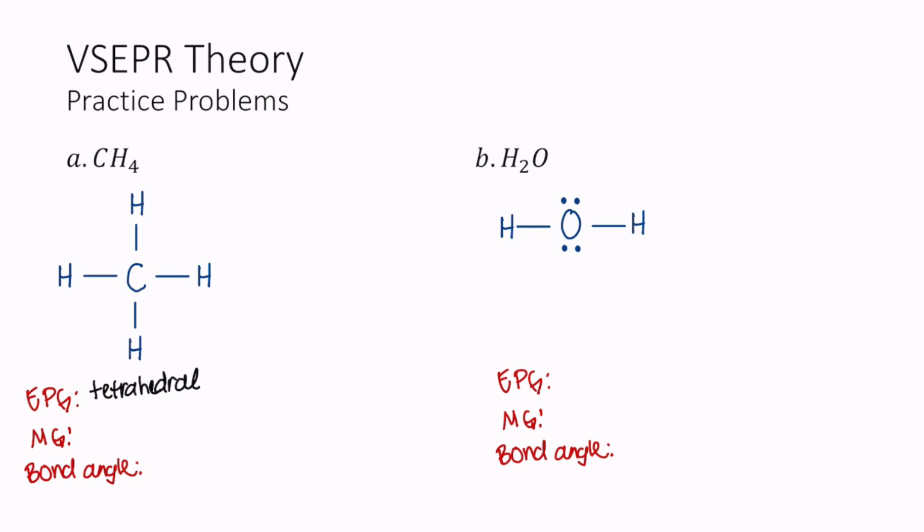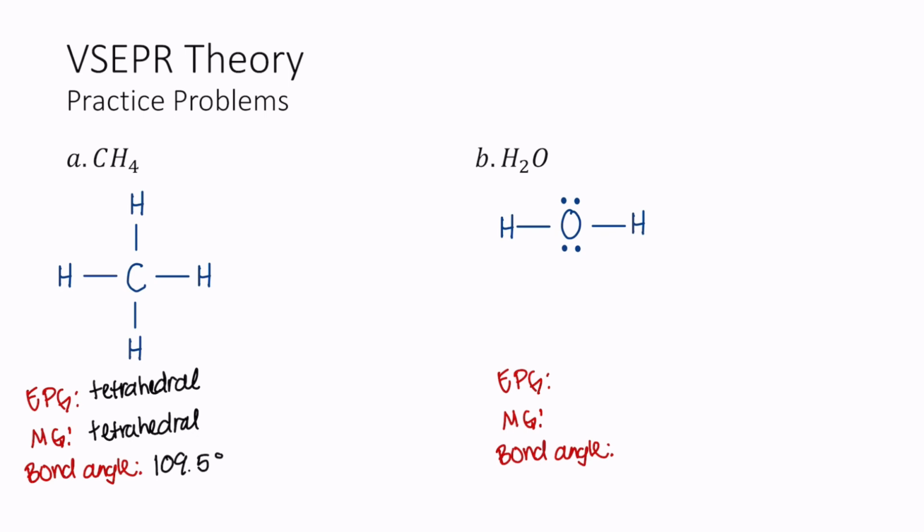In methane, I don't have any lone pairs. If you don't have any lone pairs, then the electron geometry and the molecular geometry are going to be the same. You can also use your table to determine the bond angle for a tetrahedral molecule is going to be 109.5.